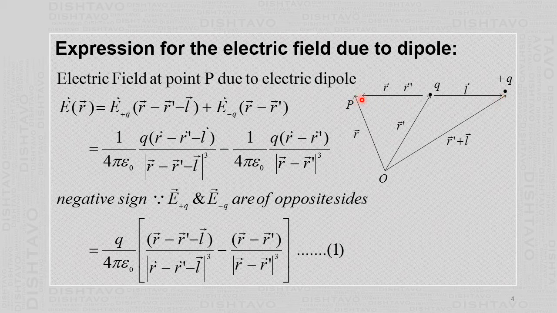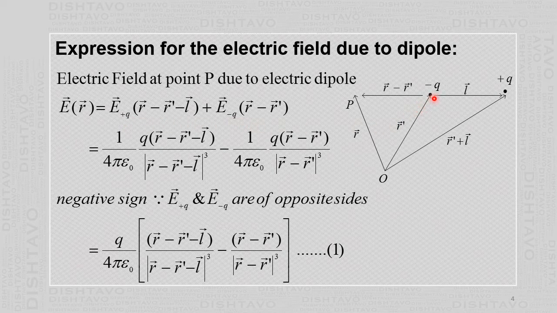So the electric field at the point P due to charge plus Q, vector E suffix plus Q, but what is the position with respect to Q? It is R minus R dash. Now L is in this direction, so if you reverse it, it will become minus L. The direction of vector L is from minus Q to plus Q, so minus vector L is from plus Q to minus Q. So you add these two vectors, that is R minus R dash minus vector L. This is the electric field due to the charge plus Q.